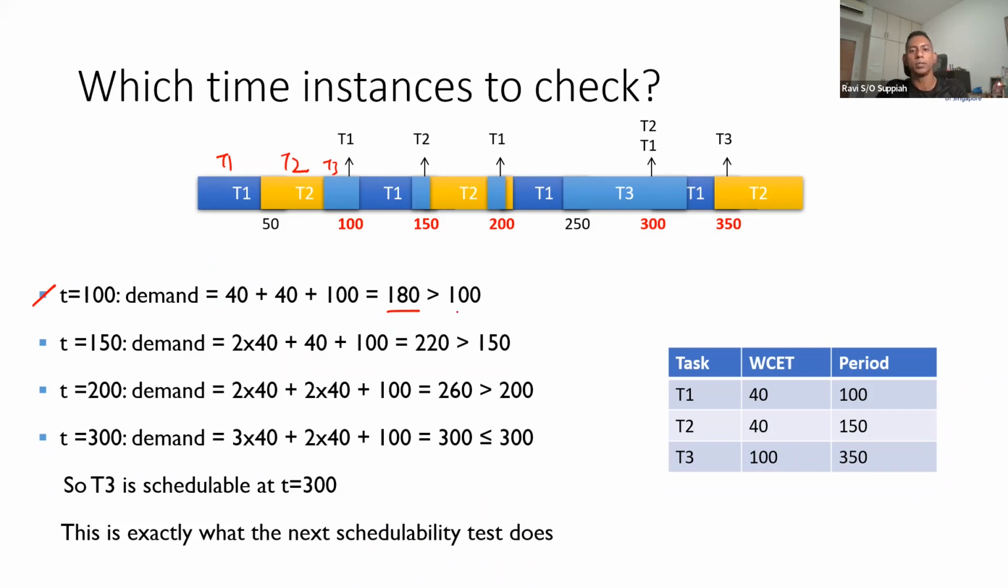Okay, but only 100 units of time have passed so far. So it is not possible to finish all 3 tasks by that 100 units of time, correct? So we go to the next checkpoint, which is 150, which is the next periodic interval of task 2. In the next periodic interval of task 2, what happens?